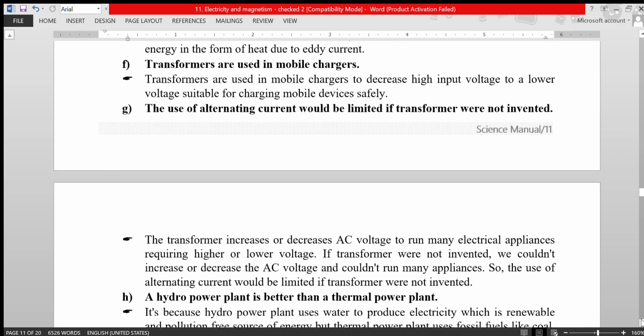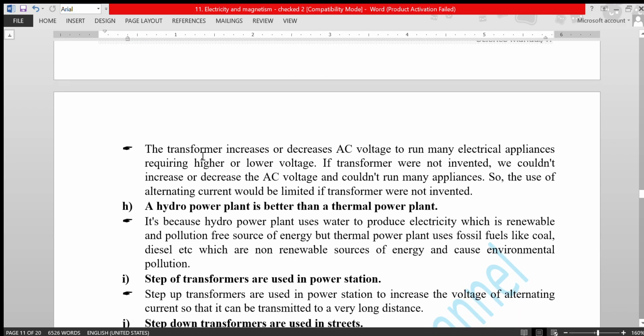Exactly. The transformer increases or decreases AC voltage to run many electrical devices requiring higher or lower voltage. If transformers were not invented, we couldn't increase or decrease the AC voltage and couldn't run many appliances. So the use of alternating current would be limited if transformers were not invented.